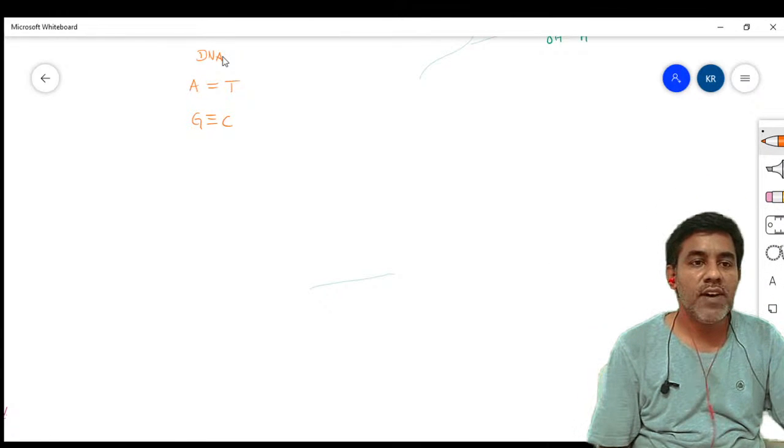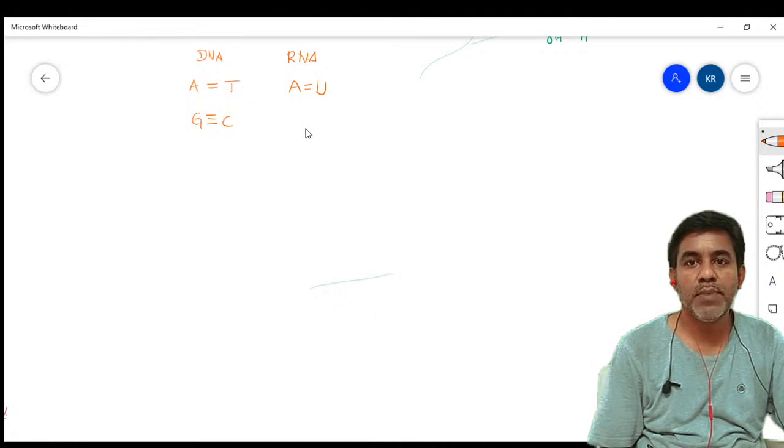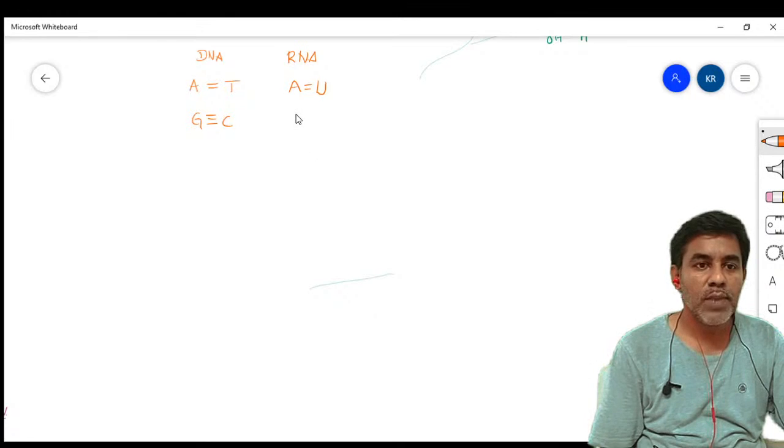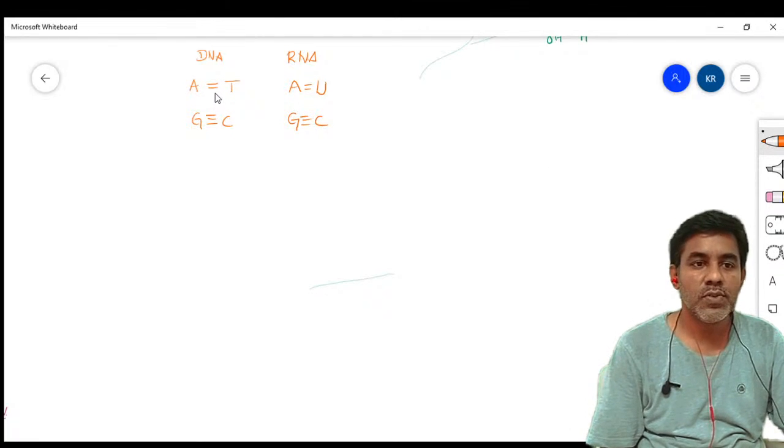But in case of the RNA molecule, instead of thymine you will find uracil. Adenine pairs with the uracil molecule. Similarly, guanine pairs with the cytosine molecule. So here, these are the hydrogen bonds: double hydrogen bond, triple hydrogen bond.